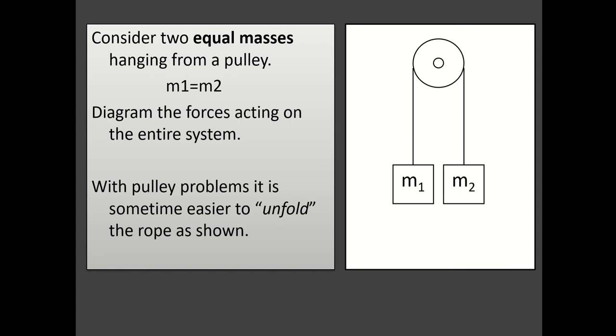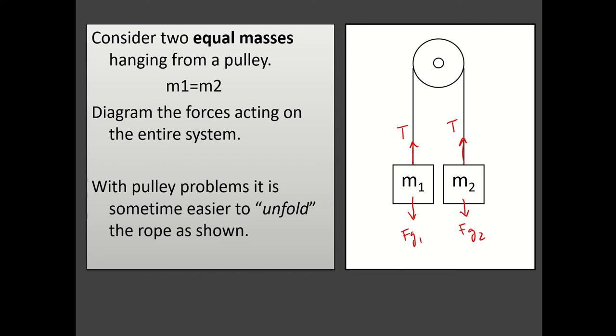The first step is to, again, figure out what forces are acting on them. So on a system, we're going to have tension in the string. So we're going to have tension here, and we're also going to have tension here. We're going to have gravity acting on M1 and gravity acting on M2. Now there's no other forces here.